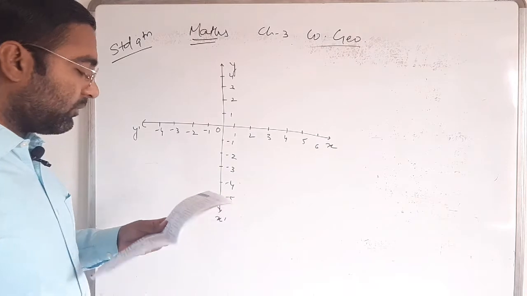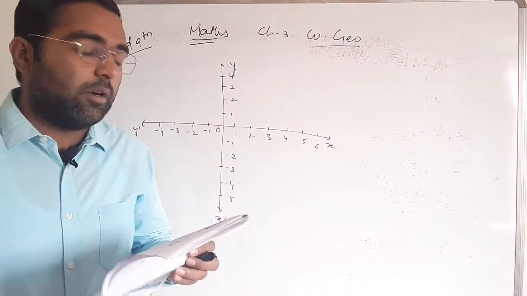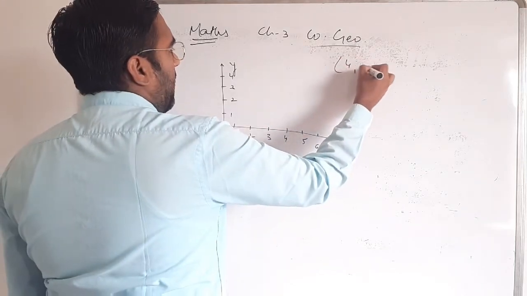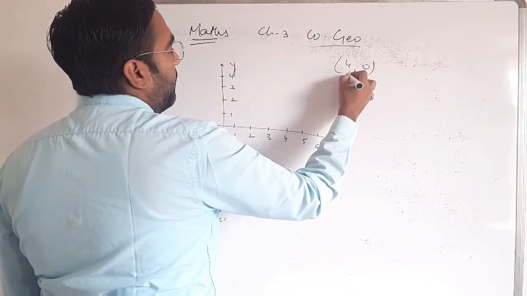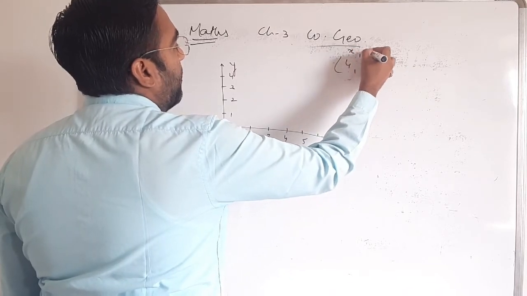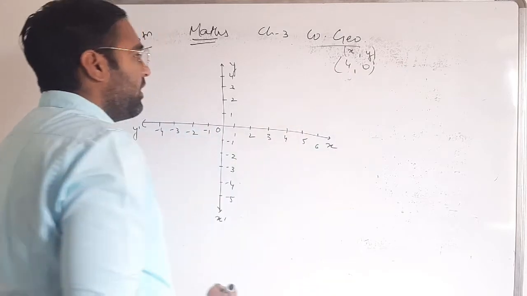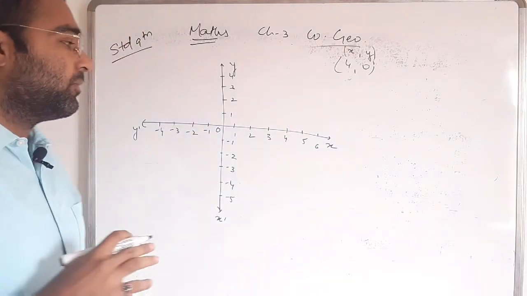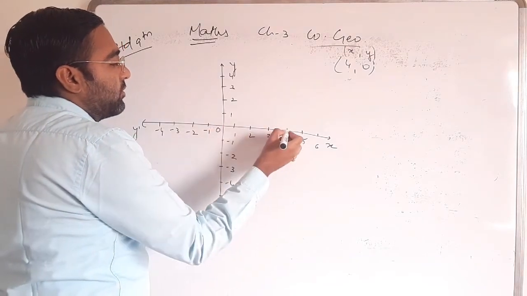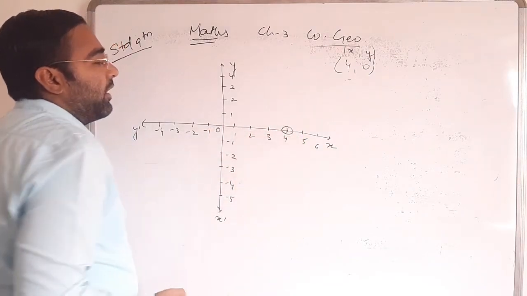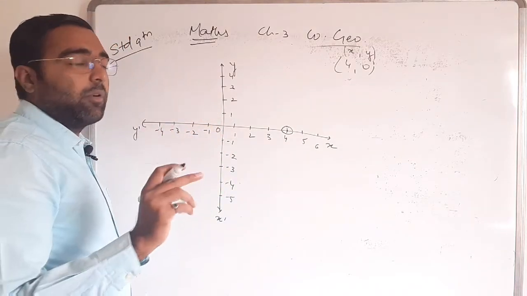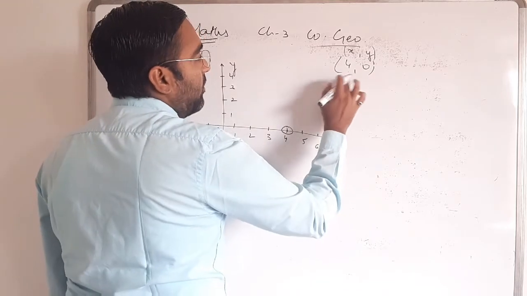Clear? So now first is 4 comma 0. On the x-axis we write the 4, and on the y-axis we plot the 0. So in x it is 4, and in y it is 0. So your point lies on the x-axis. You must write or understand this. I'll give you a note about that also.